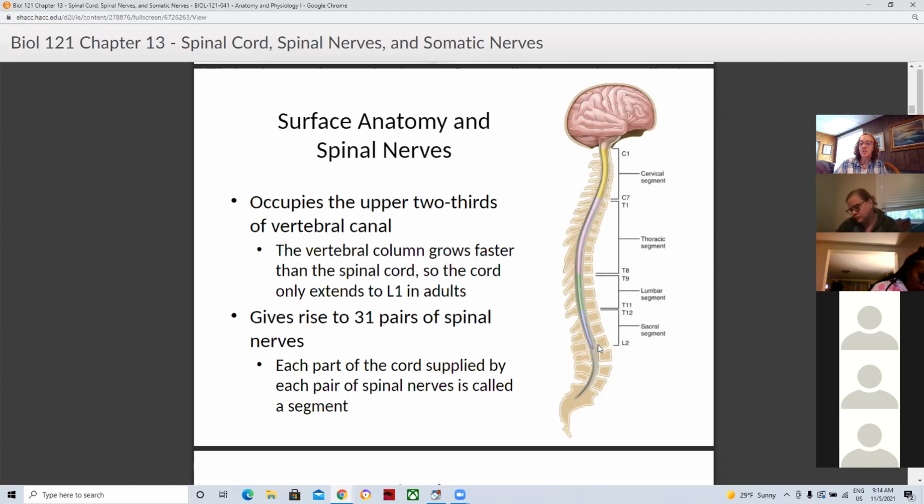It gives rise to 31 pairs of spinal nerves. I put away my little skeleton, or I should have left him out for this part of the chapter. But out of each of the vertebrae, there's an intervertebral foramen. Do you remember that when you talked about the vertebrae?